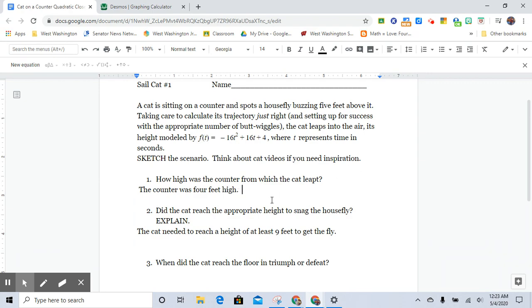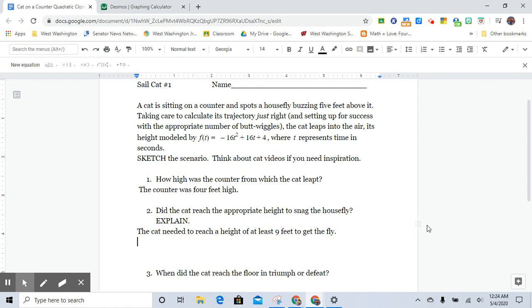Okay. Did the cat reach the appropriate height to snag the housefly? Explain. So first off, the cat needed to reach a height of at least 9 feet to get the fly, because it was sitting on the 4-foot counter, and we're just going to assume that the cat's height is negligible here. But the housefly was 5 feet above the cat. So it was at least 9 feet off of the floor. So did it get there?